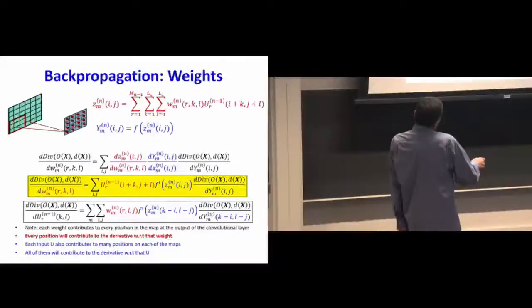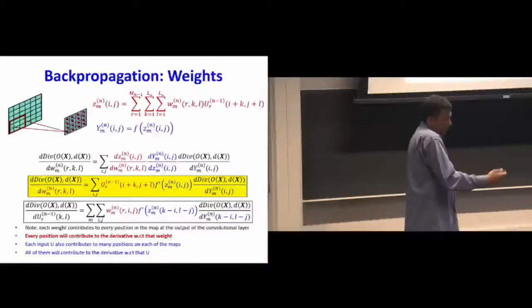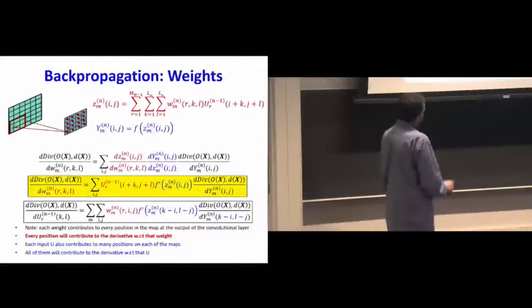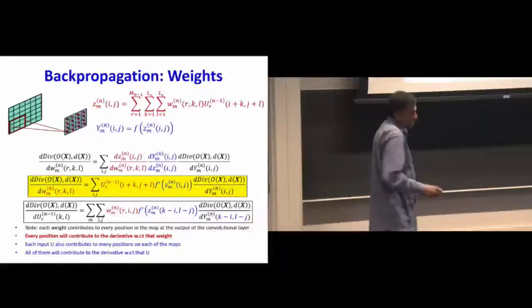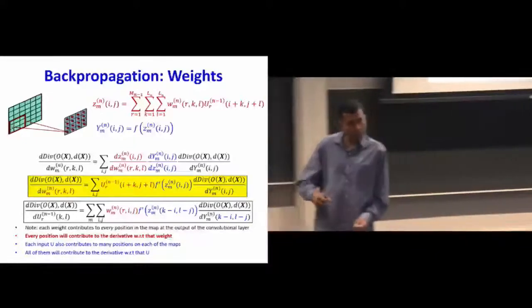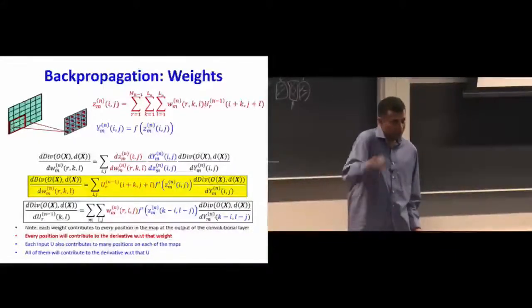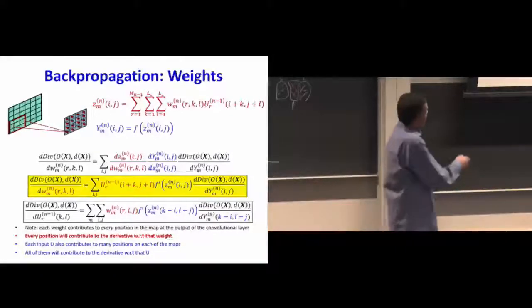This is the derivative of the divergence with respect to the output of the activation. This is the derivative of the activation itself, and this is the derivative of the z value with respect to the weight, which is simply the corresponding input, which is the output of the previous layer, right? You're summing over the entire map.